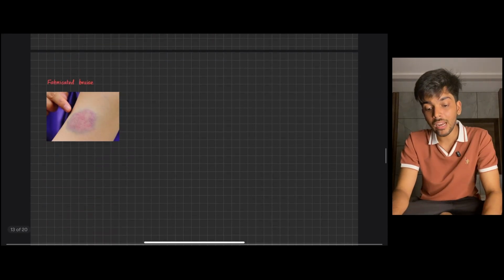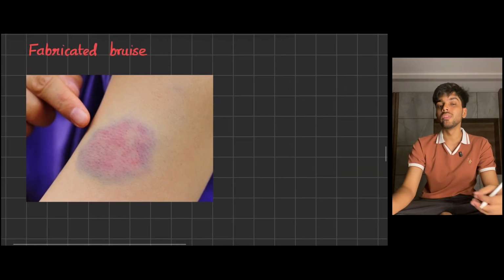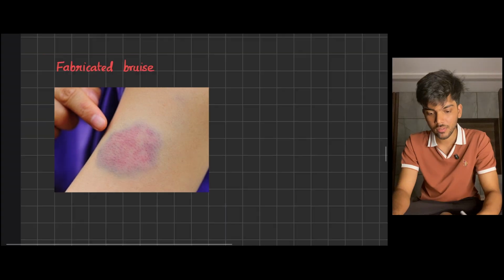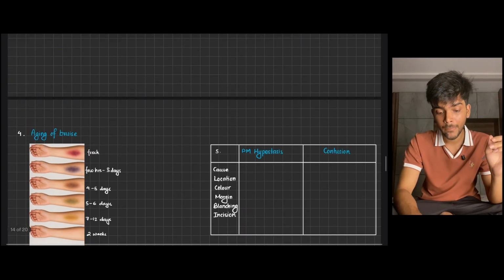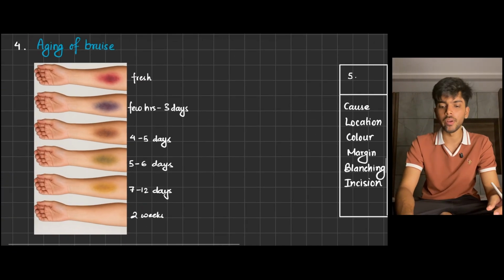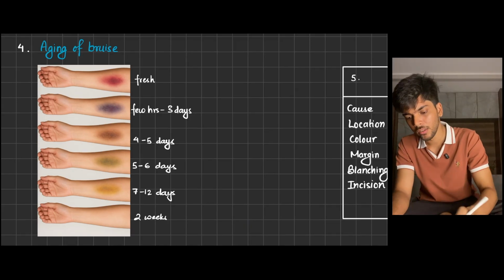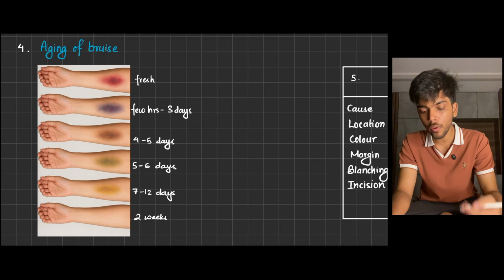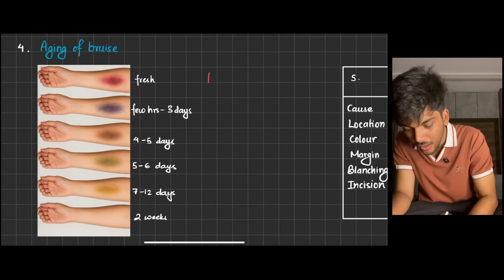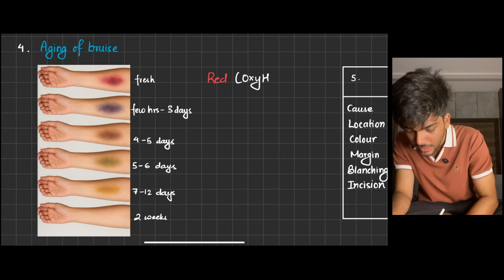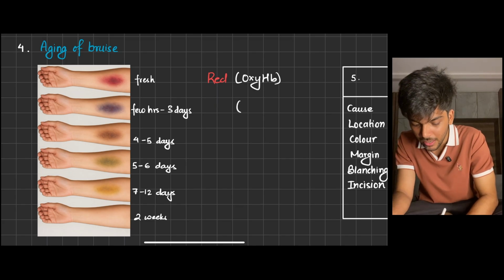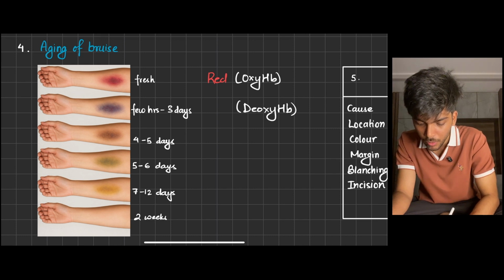Ectopic bruise. There can even be fabricated bruise with the help of some plant juices. You can search on that on your own. Next, just like aging of abrasion, you also have aging of bruise. So, very easy to understand. First, the bruise blood is red in color because it contains oxygenated hemoglobin. Then eventually, the oxygenated hemoglobin becomes deoxygenated hemoglobin. So, the bruise becomes blue in color.